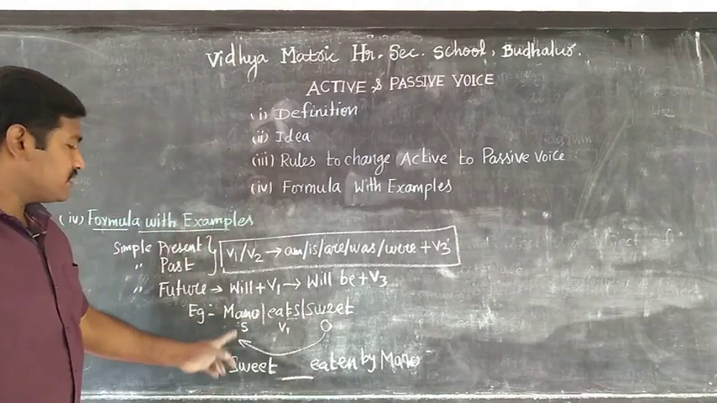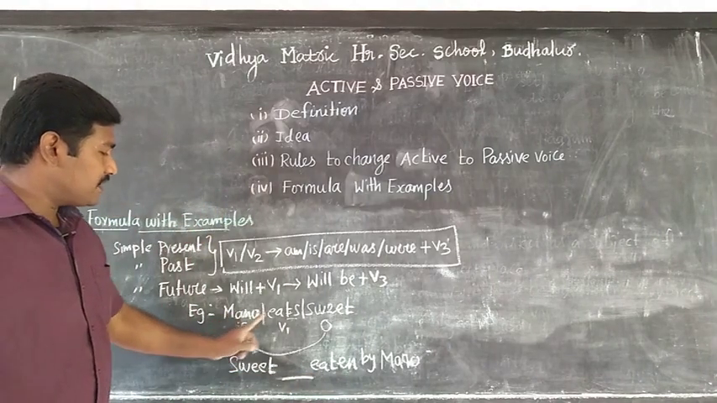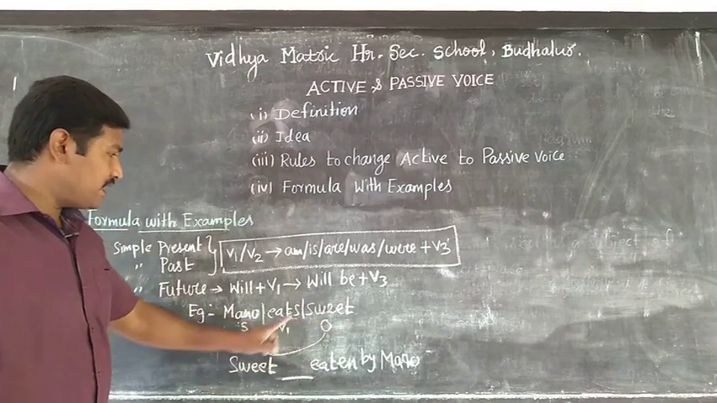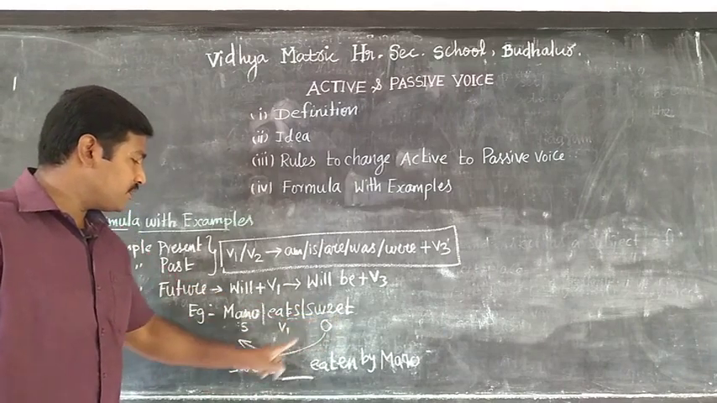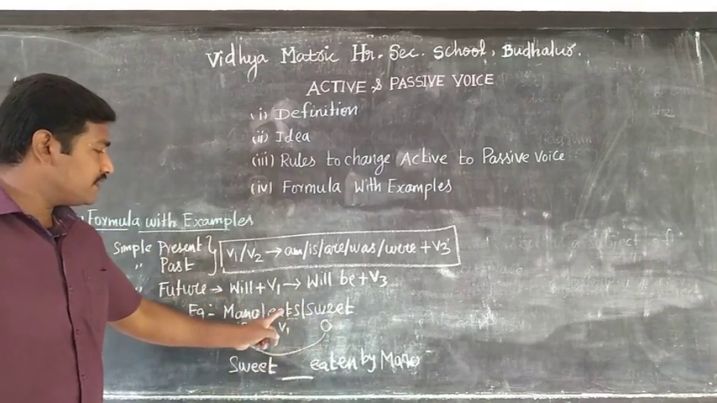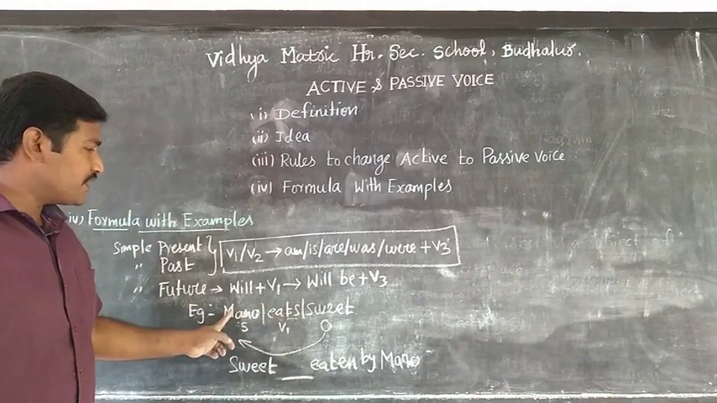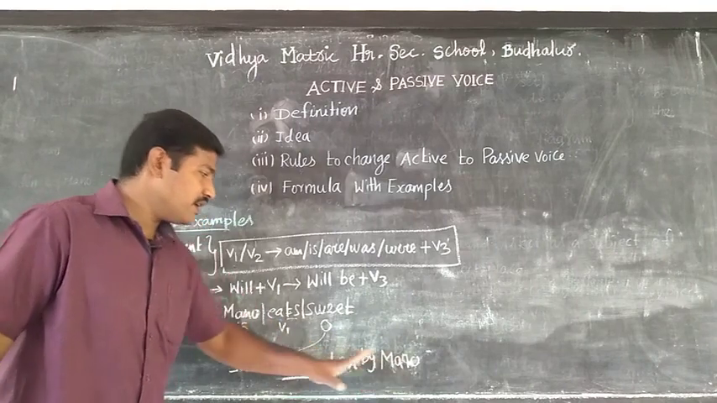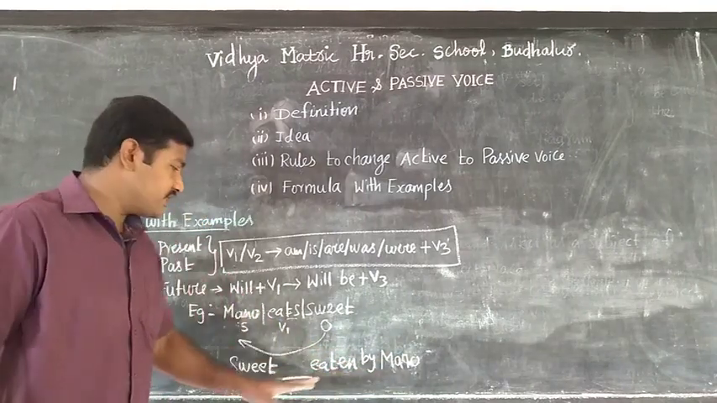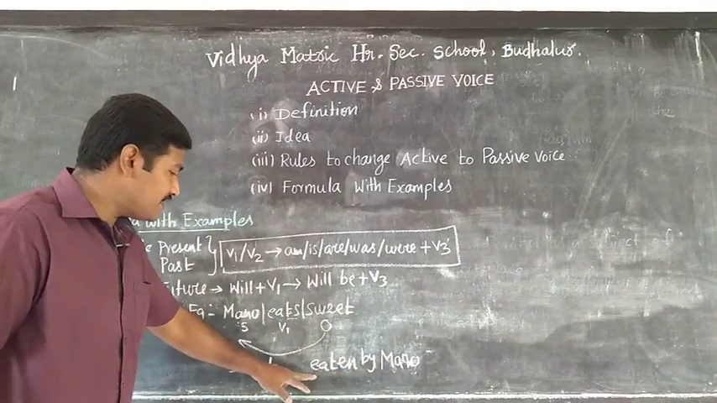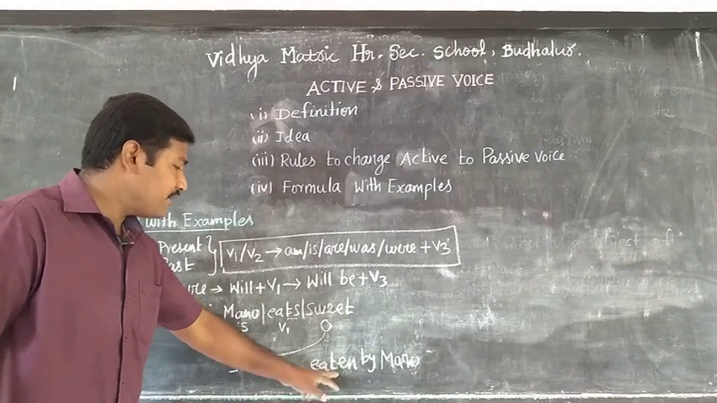So we follow the rules. Rule number 1: identify the subject, verb and object of the sentence. Second, move the object to the subject place. Third, change the verb V1 to V3. Fourth, move the subject to the object place, along with by. Okay, clear? Finished. The only one change is this dash in front of the V3 verb.